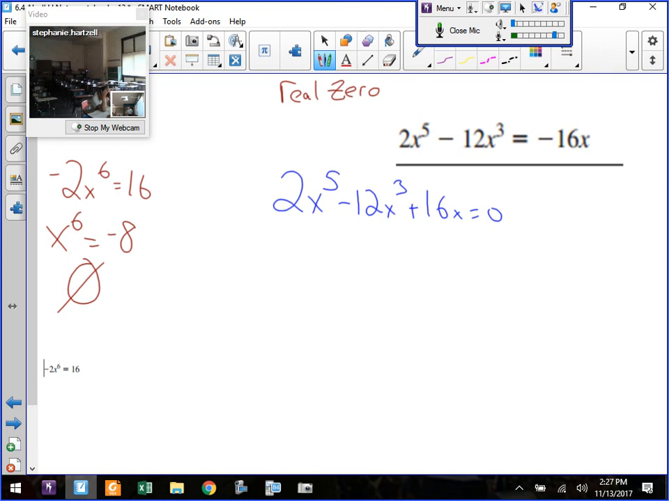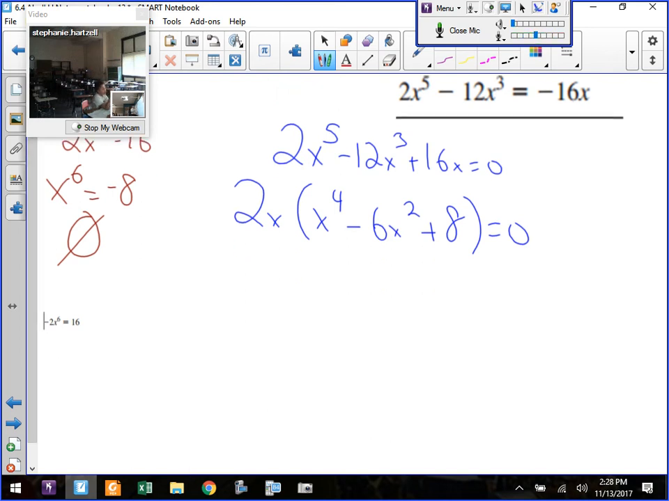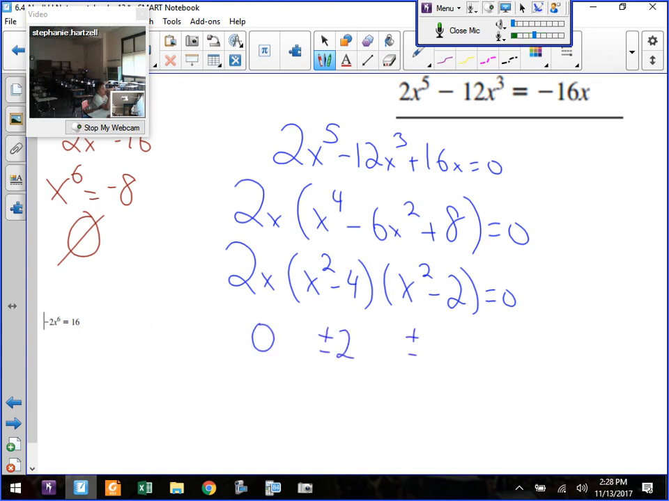I believe you start with that. First rule of factoring. What times what is 8, and you add together to get negative 6? And 4, negative 2. Very good. From that, can we list zeros? Pretty easy at that point. We have 0, plus or minus 2, and plus or minus 1.